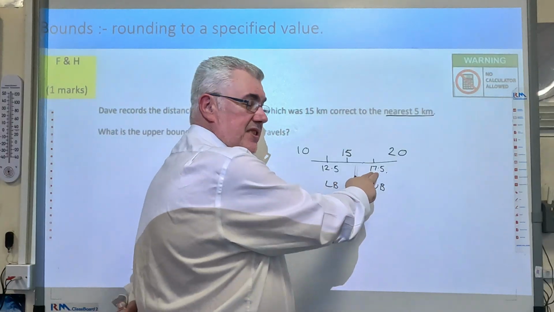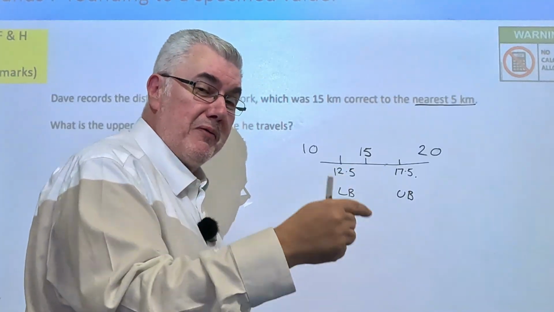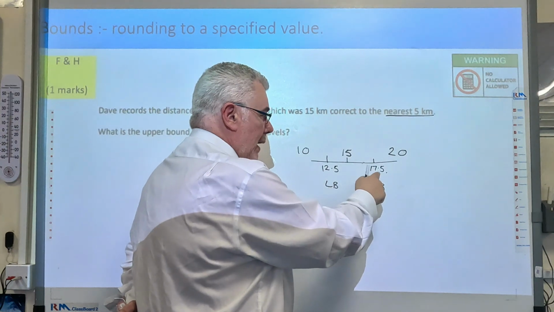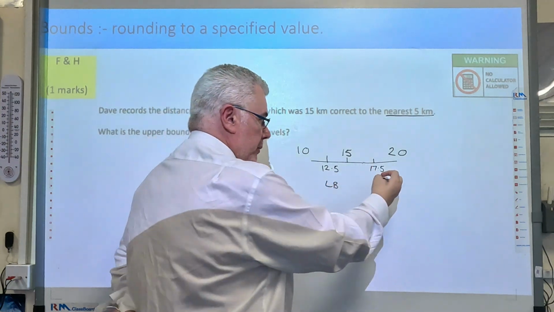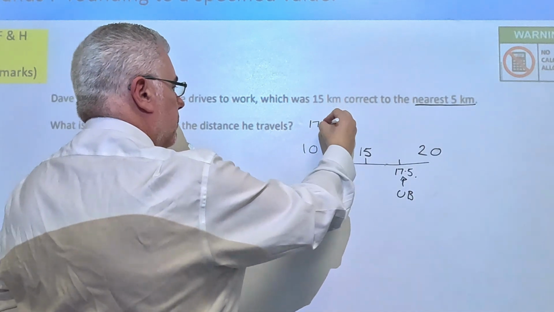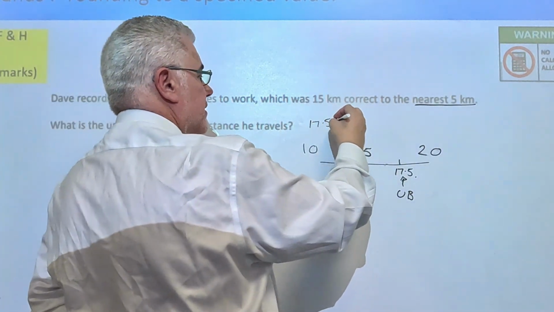It's actually anything less than 17.5, so 17.49999, 17.49 recurring will round down to 15. But my upper bound, the boundary we never reach, but this is what we call the upper bound, is 17.5. The distance he travels, it's in kilometres.